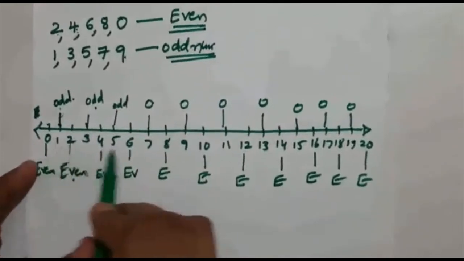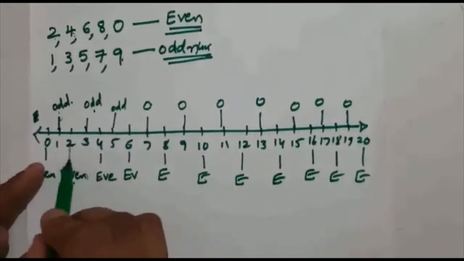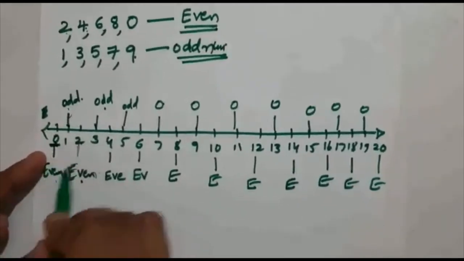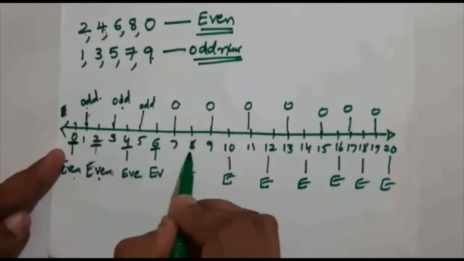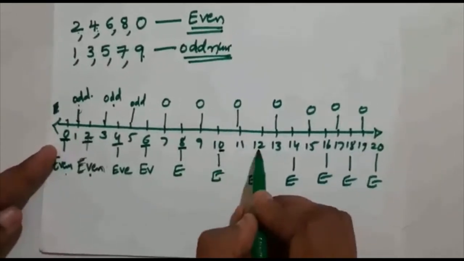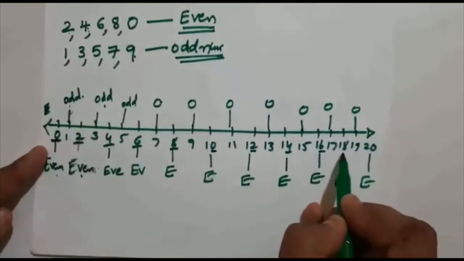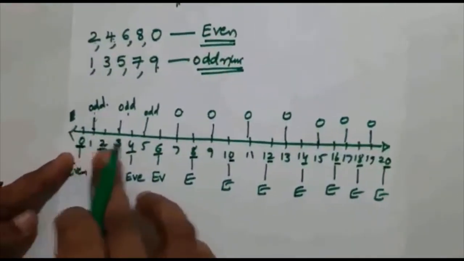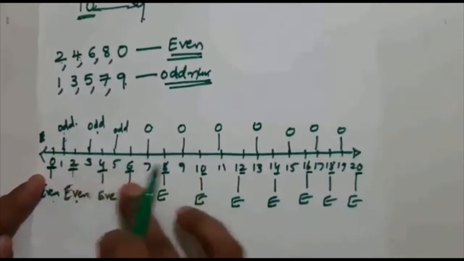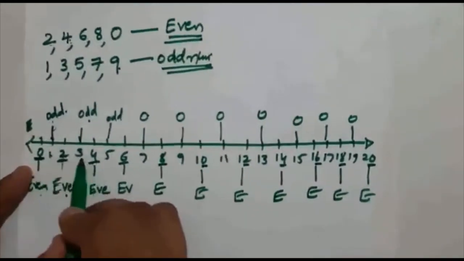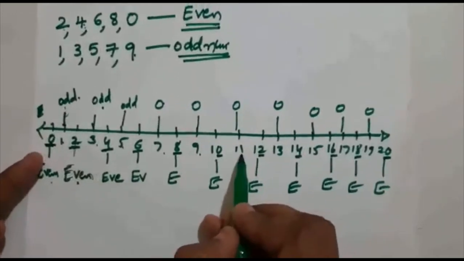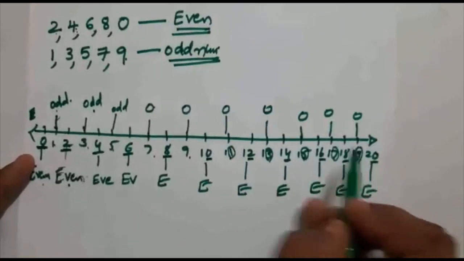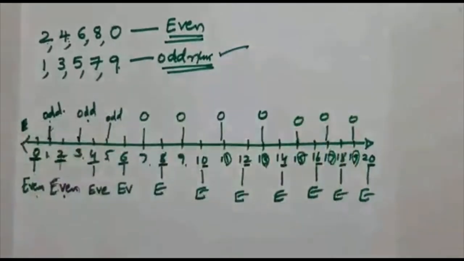Understand, children? If you observe the numbers on the number line, we can easily identify the numbers. Here we can observe 0, 2, 4, 6, 8. Again 0, 2, 4, 6, 8. Again the digits are repeating. So 0, 2, 4, 6, 8 are called the even numbers. And 1, 3, 5, 7, 9, again repeating, are called the odd numbers.